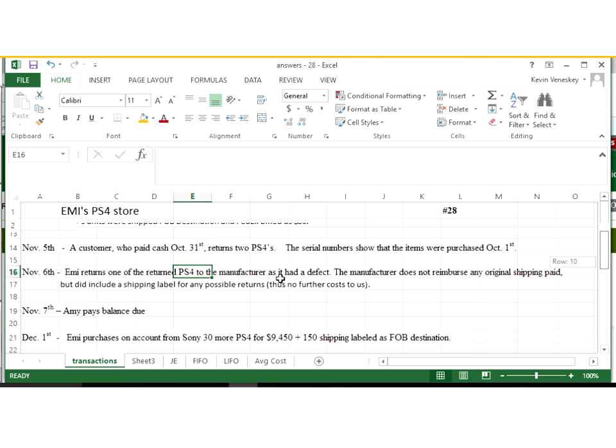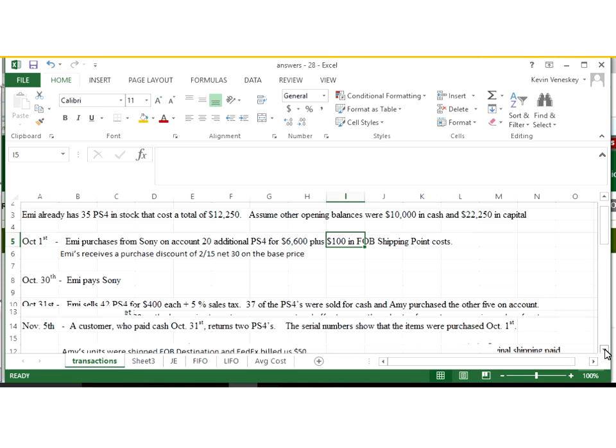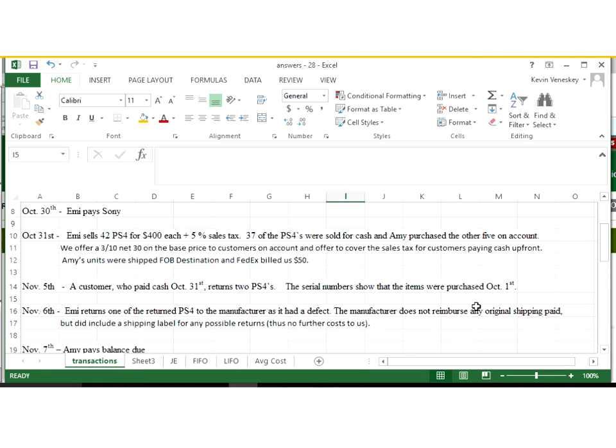Now, the manufacturer isn't going to reimburse me for that original shipping. Remember back up here, I had to pay $100 in shipping to get those items to my store? Well, just because I have a return, the manufacturer isn't going to be reimbursing me for that. But, as most companies will, they may send you a return paid shipping label, so you don't have to pay it again for any returns. But with that said, they're not reimbursing you for that original shipping.